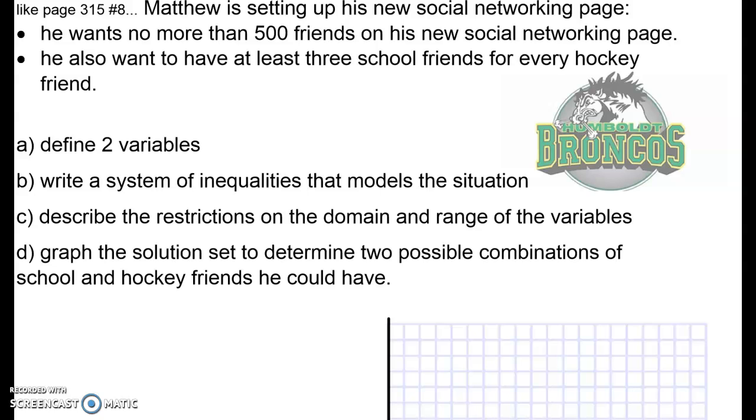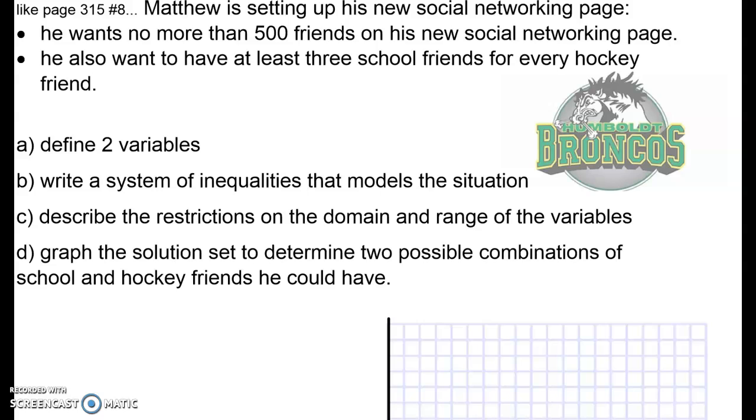So if we think about that, Matthew, if he has 1 hockey friend, then he'll have 3 school friends. If he has 2 hockey friends, he's going to have 6 school friends. If he has 4 hockey friends, he's going to have 12 school friends. Okay, so at least 3 times as many school friends as hockey friends.